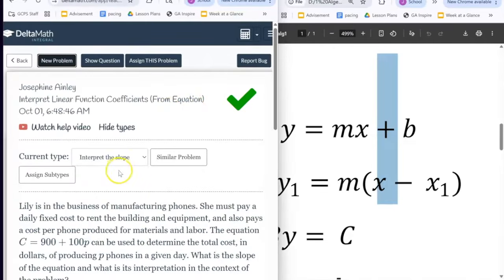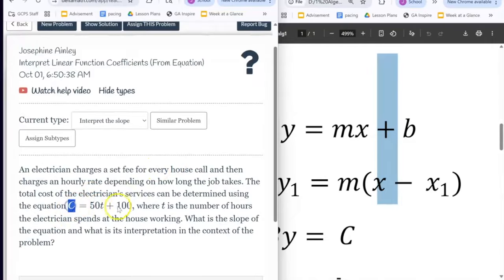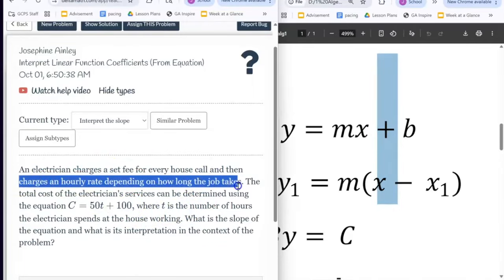I'm going to do one more of slope. So once again, C is my total. This is my initial, what I start with, and this is the additional that I do. An electrician charges a set fee for every house call. Boom, set fee. That's my initial cost. Just to come out there, he's going to charge $100. And then charges an hourly rate depending on how long the job takes.